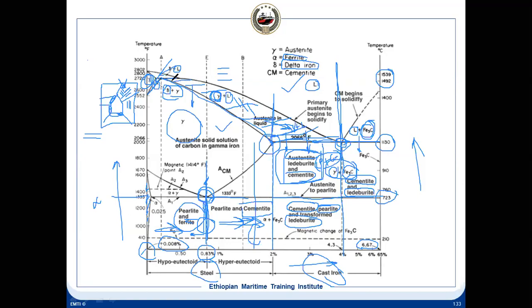The enclosed area of this is liquid plus austenite. Above this is liquid. Yeah, but you see, the written word is saying the austenite in liquid. This you are talking about, isn't it? But yeah, it will be liquid plus solid, both. The state will change. This gamma will be solid plus liquid. This liquid will be in austenite liquid.